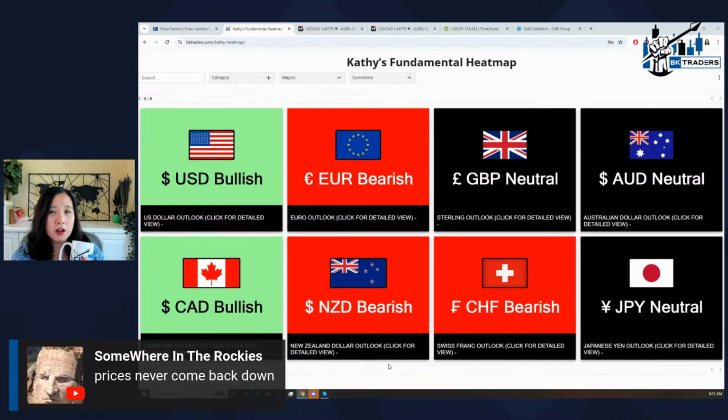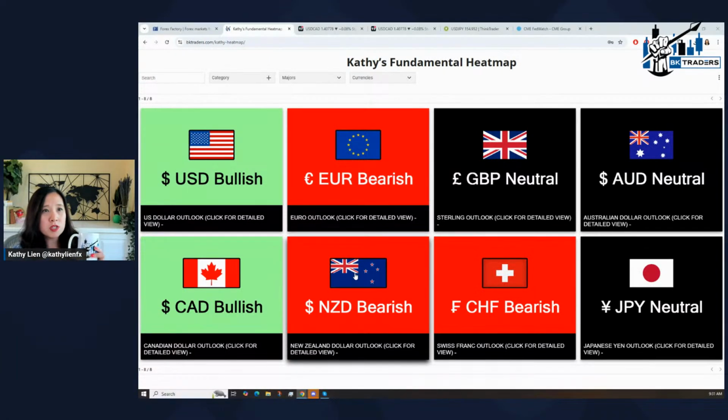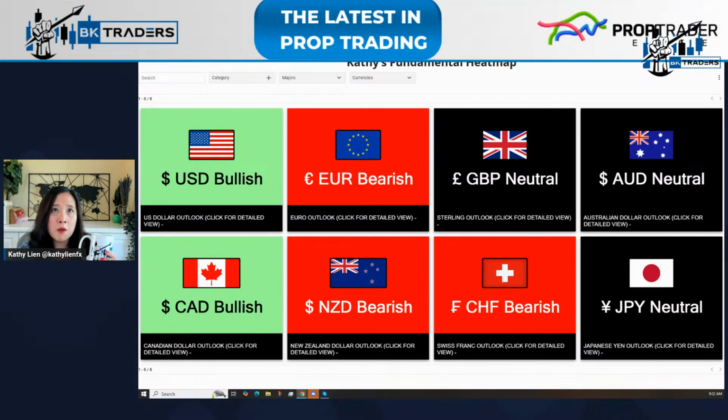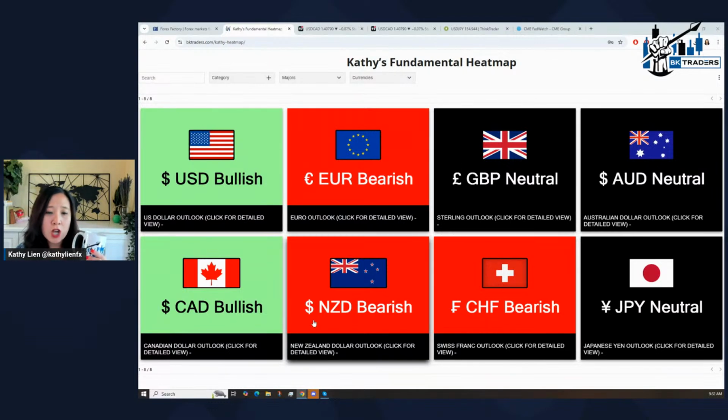The New Zealand dollar. I am bearish New Zealand dollars, because the RBNZ, the Reserve Bank of New Zealand, meets next week, and they are widely expected to cut interest rates. A rate cut seems to be in the cards for the Reserve Bank of New Zealand. And so Kiwi is the worst performing currency this morning, and it is also expected to continue to fall.